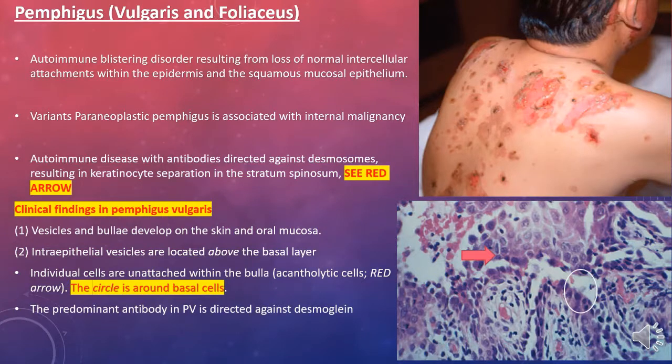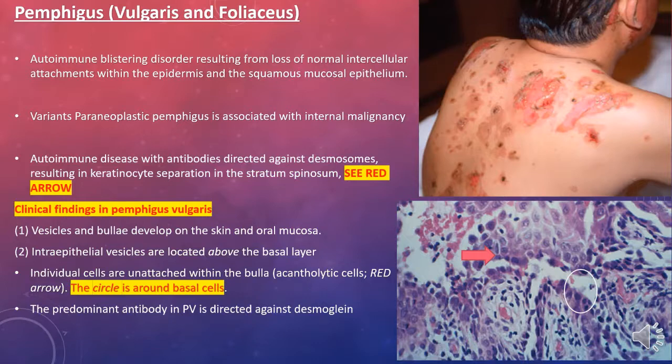Starting with the first vesicular disease, pemphigus vulgaris or foliaceus. These are a group of rare, potentially fatal chronic autoimmune blistering diseases. What is important in it? It's an autoimmune blistering disease of the skin, and it also involves the oral cavity, so it involves the oral mucosa as well.